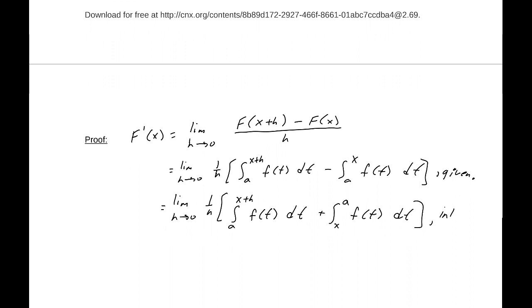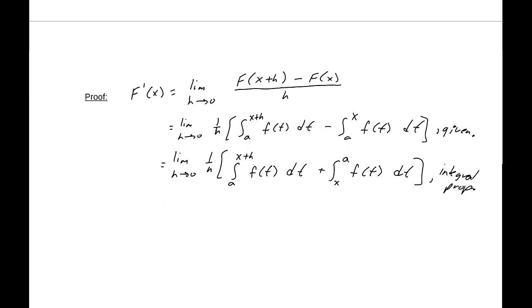Okay. The integral property is how I know I can switch the limits of integration, and that changes my sign from minus to plus. All right, now this next is another property of integrals, and it is that we can actually combine them because they share a common point, the point a. Now, whether it's between or not does not matter. We can combine this into the integral from x to x plus h of f of t dt.